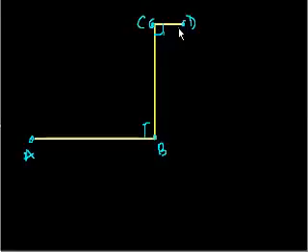And they say the figure above shows the route of Diane's trip from her house to her job. Diane travels 16 miles from A to B, so this is 16. 15 miles from B to C, so this is 15. And 4 miles from C to D, so this is 4. If she were to travel from A to D directly, how much shorter in miles would the trip be?